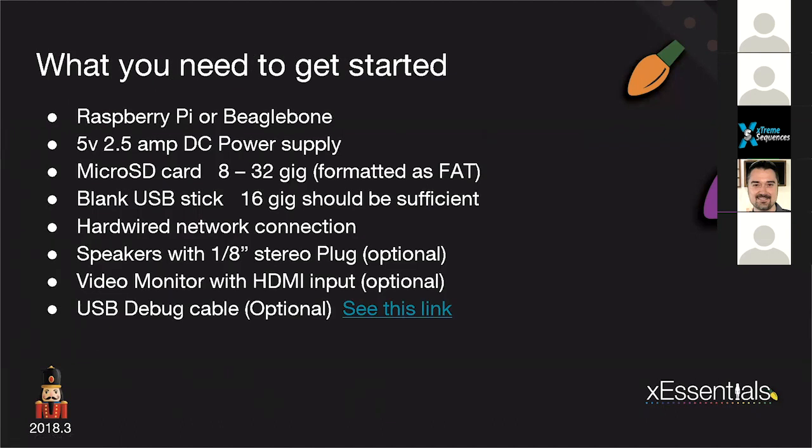What you need to get started: a Raspberry Pi. We'll talk about mainly Pi tonight. A Raspberry Pi, a 2.5 amp DC power supply, micro SD card, a blank USB stick, hardwired network connections, and then optional stuff: speakers with an 1/8 inch stereo plug, video monitor with HDMI input, and a USB debug cable. The debug cable is more an advanced thing.